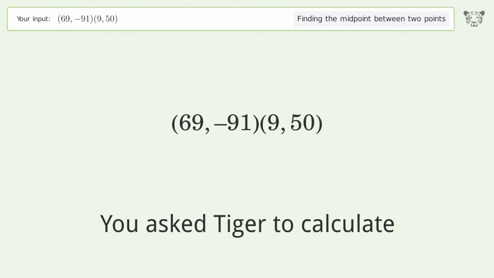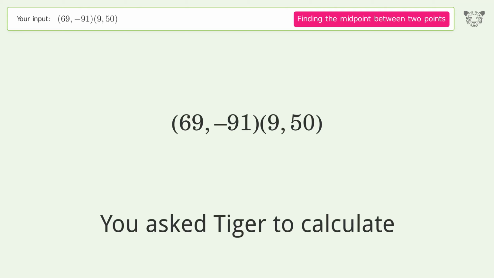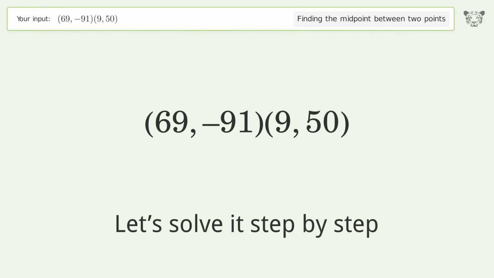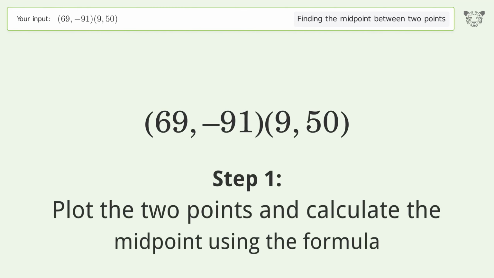You ask Tiger to calculate. This deals with finding the midpoint between 2 points. The midpoint between the 2 points is 39, negative 20.5. Let's solve it step by step. Plot the 2 points and calculate the midpoint using the formula.